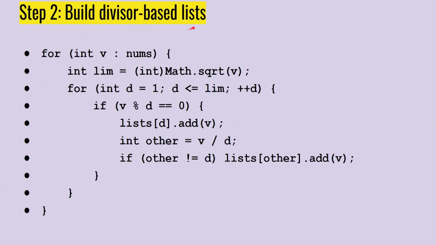Then we'll build the divisor-based list. For that we iterate over the nums, and we take the square root of the element value to get the limit. Then the divisor d goes from 1 to the limit, with d plus plus, and we find the divisors. We keep adding all the divisors in the list. We also take the other divisor, b by d, and if other is not equal to d, we add it to the list of b as well. This is the purpose of building the divisor lists.